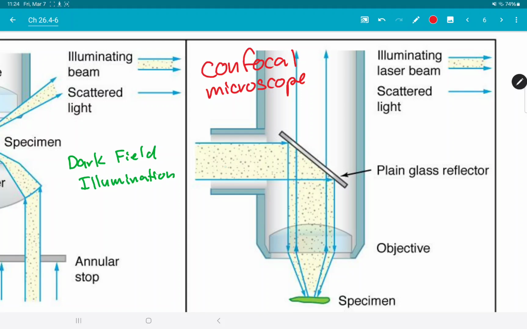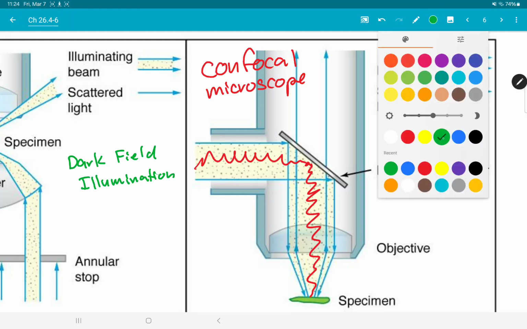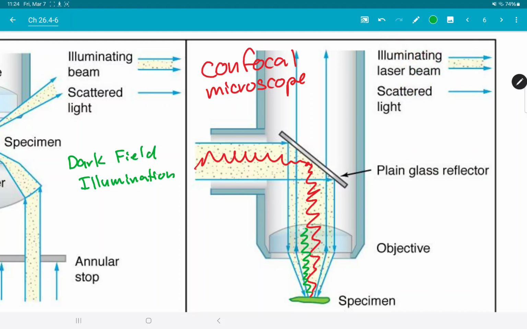So I have light coming in. It hits a mirror and goes down to the sample. That sample is going to be excited by it. And let's say the light coming from the sample starts coming back up the same way, and it hits a mirror. Now this says it's a plain glass reflector.